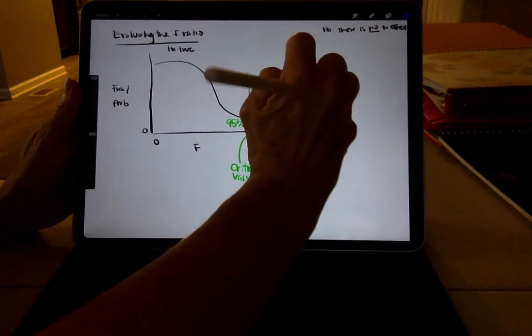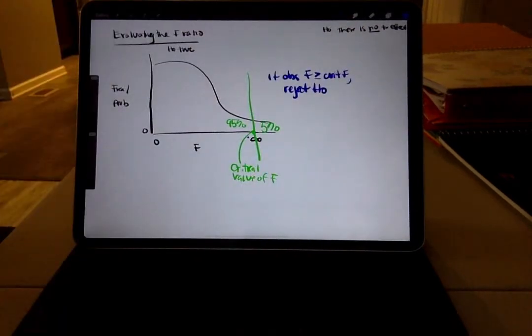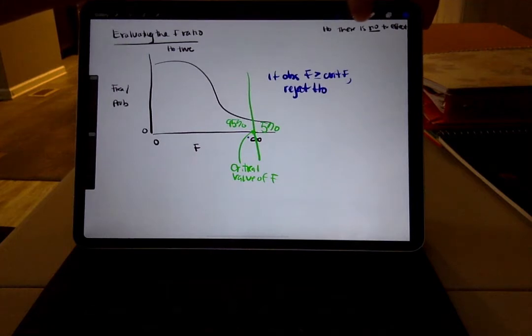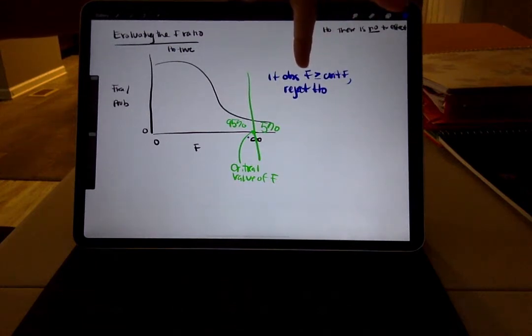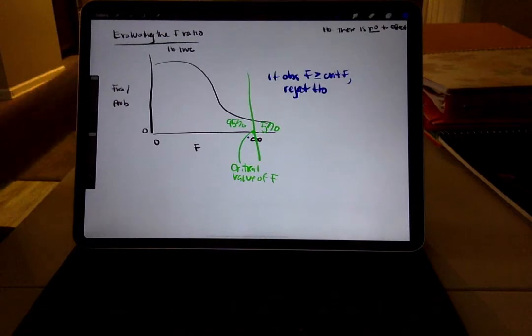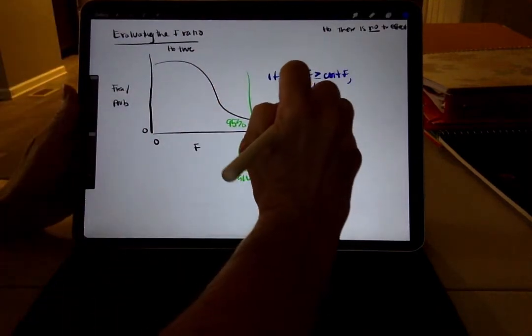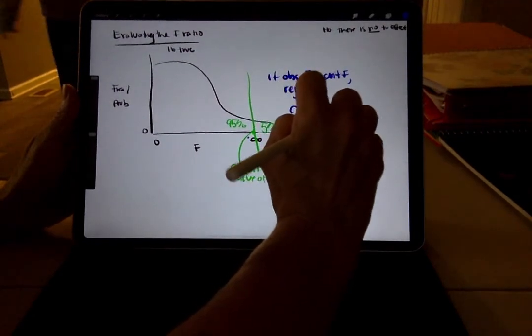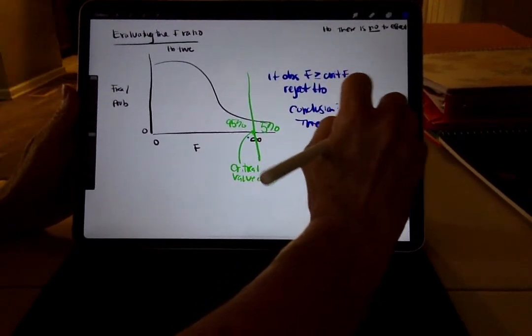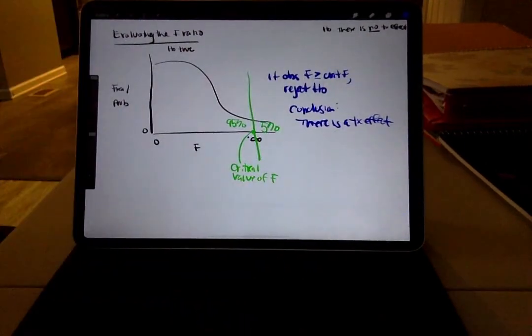we are going to reject our null hypothesis. Now let's think about what that means. Our null hypothesis says there's no treatment effect. If we reject that statement, it's a double negative, but what it means is that there is a treatment effect. So our conclusion then is there is a treatment effect.